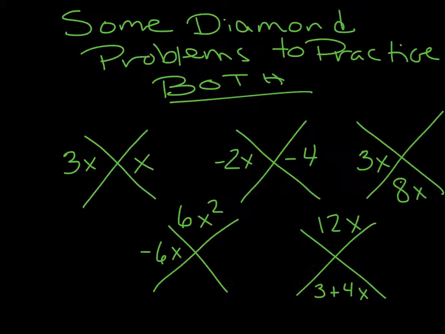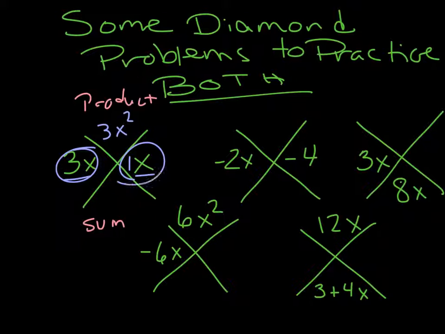Okay? All right, so diamond problems are an awesome way for us to practice multiplying and adding. Remember, the top is the product, so that's the answer when you multiply. The bottom is the sum, that is the answer when you add. And so here I've got 3x times x, well 3 times 1 is 3, x times x is x squared. Now when I go to add, they're both like terms, 3x plus 1x is 4x.